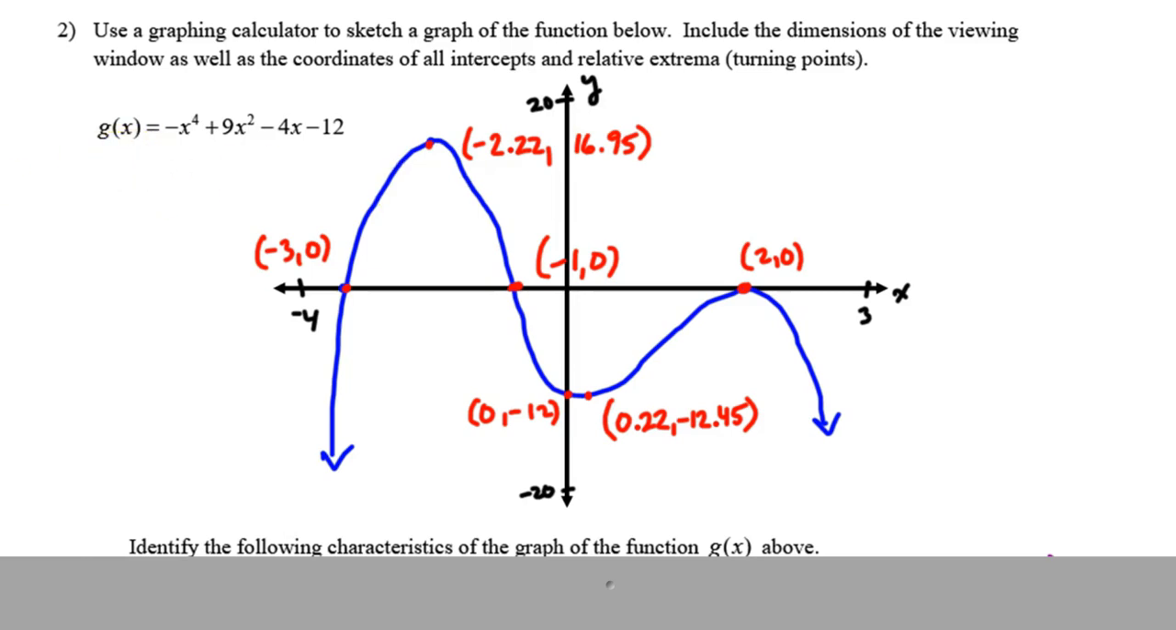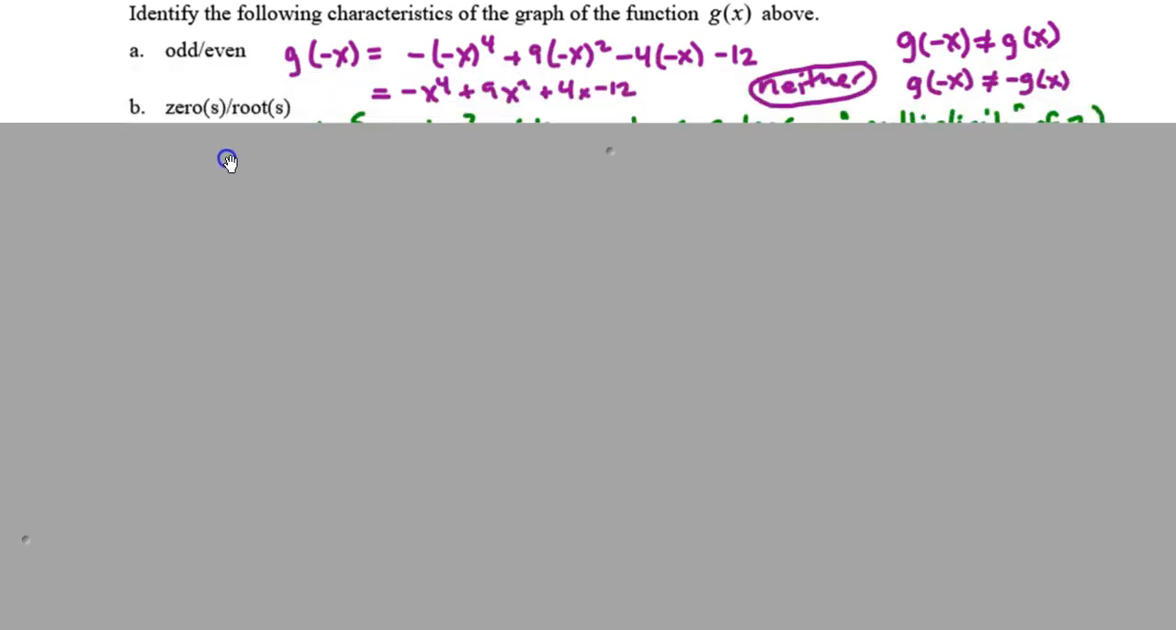So hope you've worked this out. If not, work it out. Don't just write down my answers. There's no learning that takes place there. All right, so we're going to identify all these characteristics. I've already got them worked out, so we'll just talk through them.